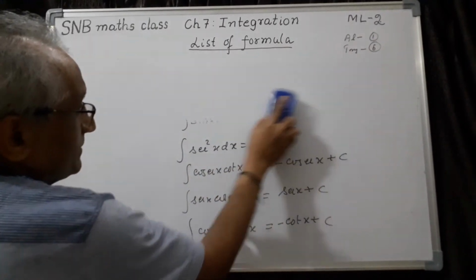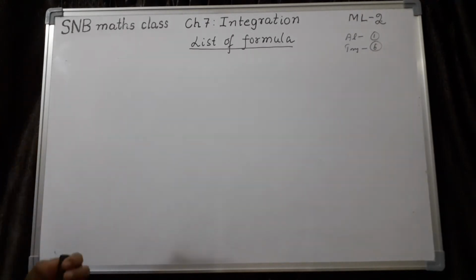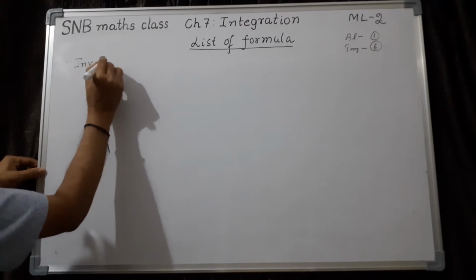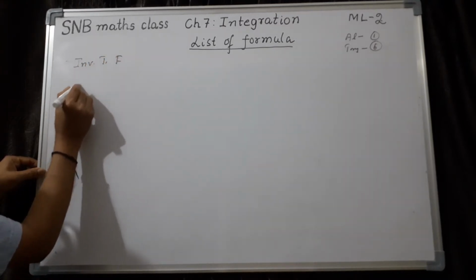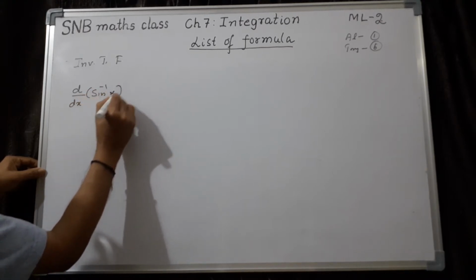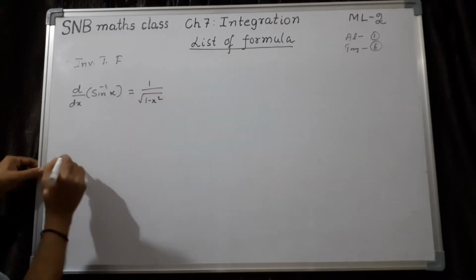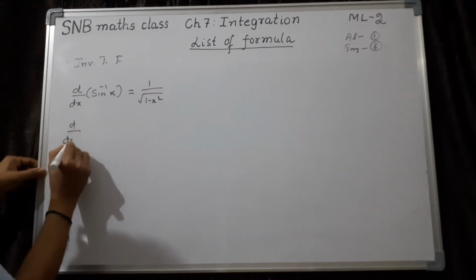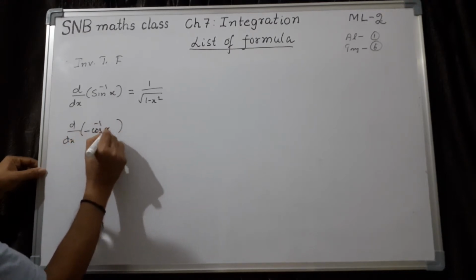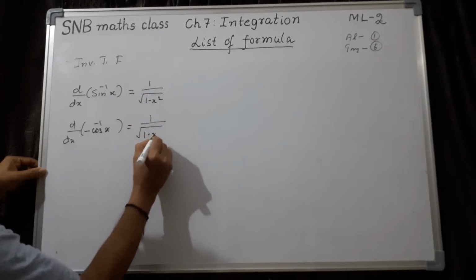After trigonometric, inverse trigonometric functions. There also, this is the idea for inverse trigonometric functions. We know this one. d by dx of sine inverse x will be 1 by square root of 1 minus x square. And d by dx of, here also you have to remember, minus cos inverse x you have to take, because here it should not be negative. So 1 by square root of 1 minus x square.